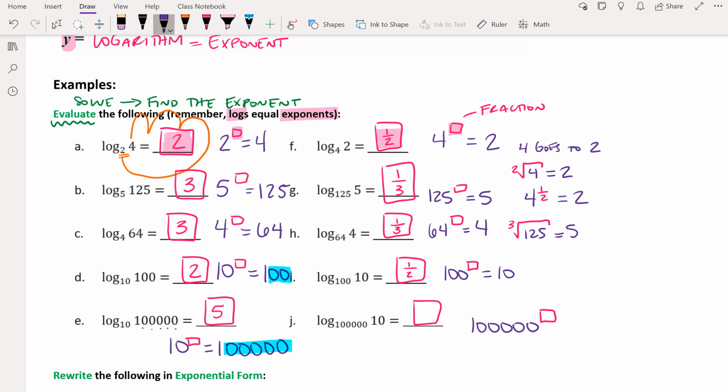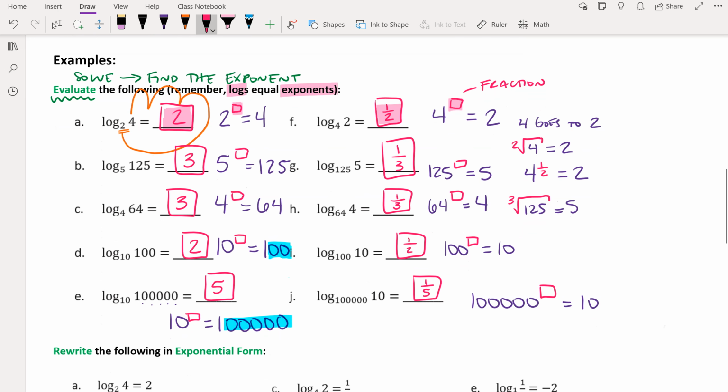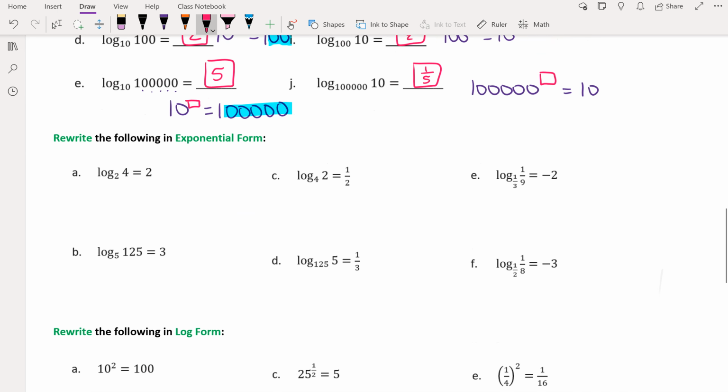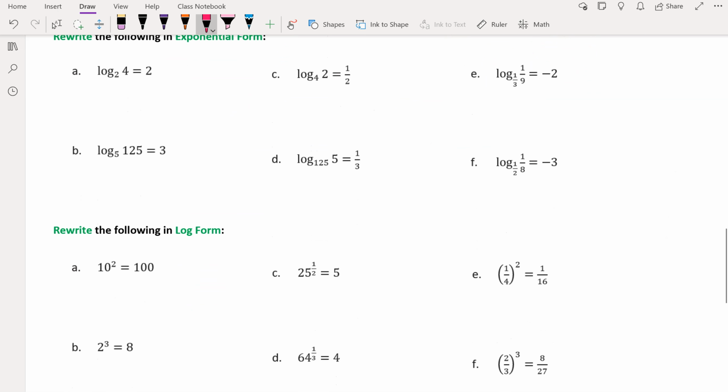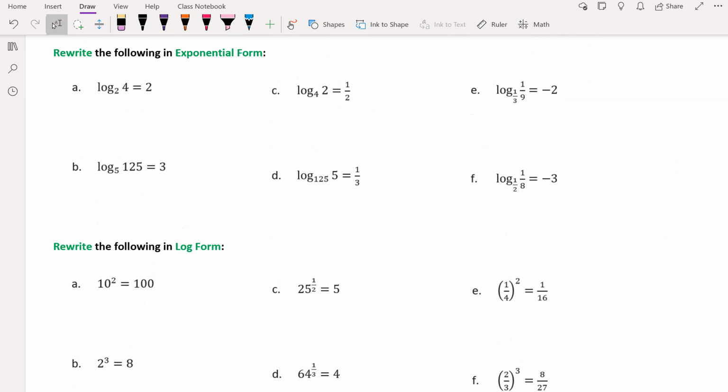Well, we know that it's 1 over 5 because there's 5 zeros and it has to be a fraction because we're getting smaller. We're going from 100,000 to 10. Okay, that's one type of problem that you'll see for logarithms. Let's go over 2 more types, and we'll go quickly on these. These ones are actually way easier.